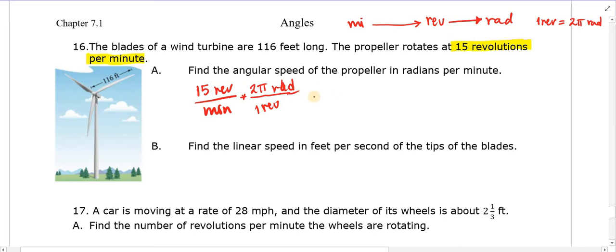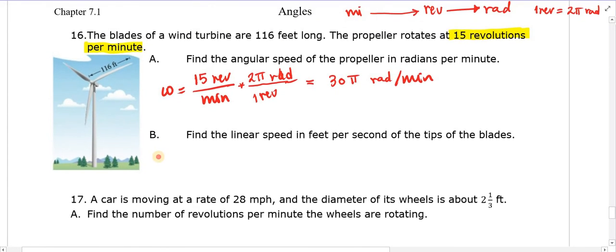Remember that radians is not actually a measure, so it's okay to write your answer as 30 pi per minute, or you could say radians per minute. Okay, so that is the angular speed, which is omega.